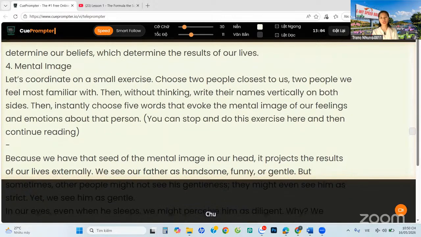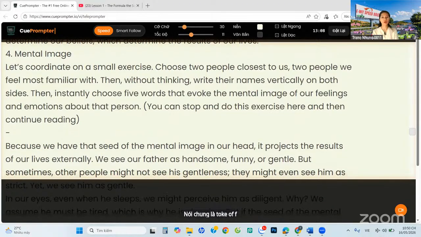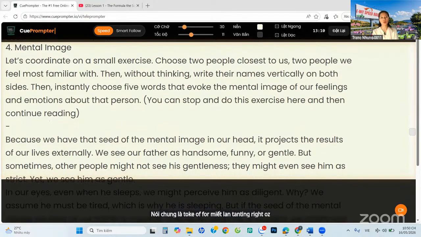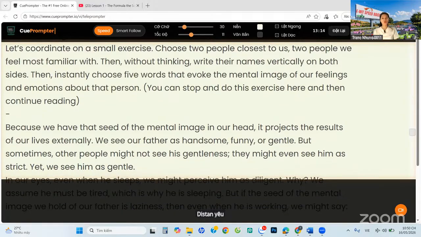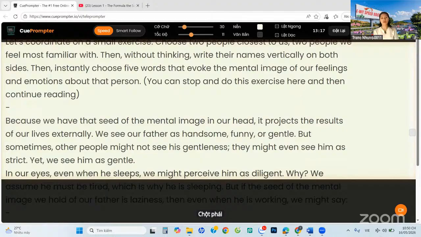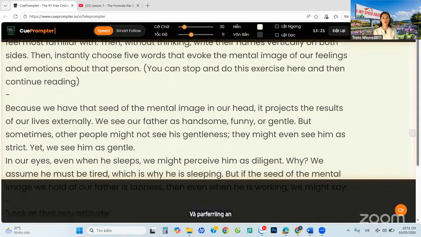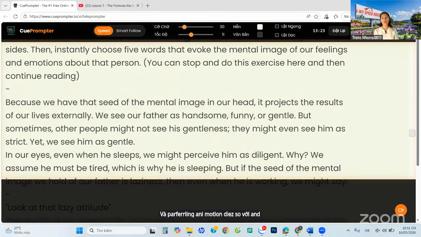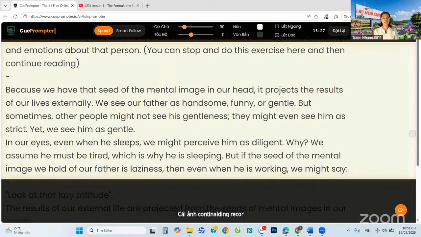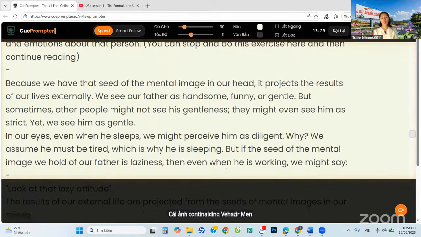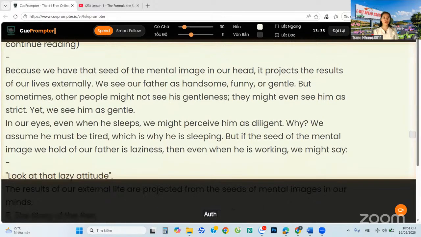Let's do a small exercise. Choose two people closest to us, people we feel most familiar with. Then, without thinking, instantly choose words that evoke a mental image of our feelings and emotions about that person. You can stop and do this exercise here and then continue, because we have that sense of mental image in our head. It projects the results of our lives externally.